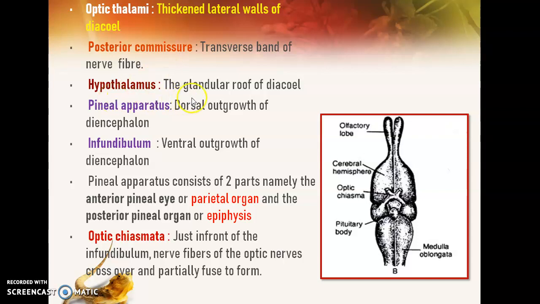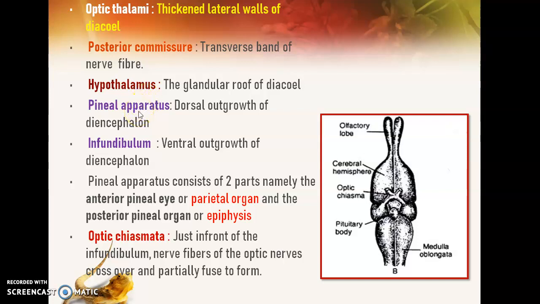Then the glandular roof of the diacoel. The roof of the diacoel is also glandular in nature. So the glandular part of this roof of the diacoel is called the hypothalamus. We know that it is both neural as well as secretory in nature. It has a nervous function plus a hormone function. So the glandular roof of this diacoel is called the hypothalamus.